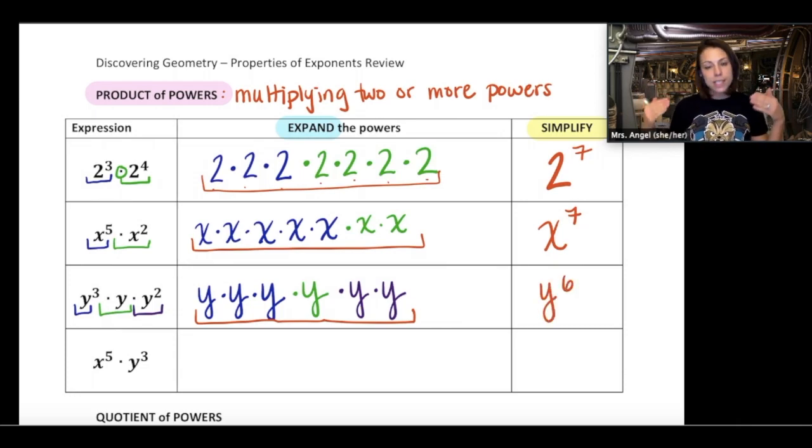Now, all three of these examples have something in common. You're multiplying powers that have the same base. Notice I have 2's, x's, and y's. Well, what happens when I try to multiply powers that have different bases? Let's see in our next example.